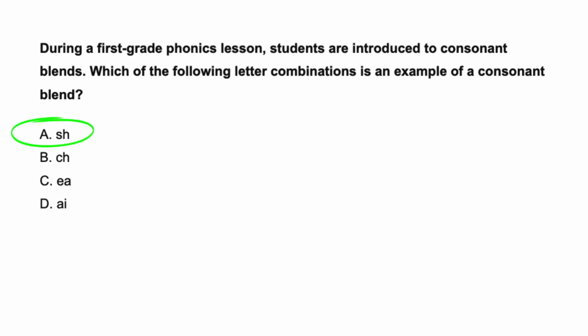Correct response is letter A. The SH is a consonant blend representing two consonant sounds, S and H, blending together at the beginning of a word, such as shop or shoe.